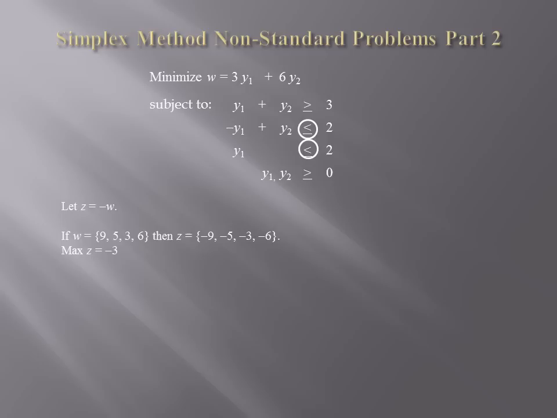What's the maximum value of z? It's equal to a negative 3. What's the minimum value of w? The minimum w is a positive 3. Note that the minimum w is the negative of the maximum z. So if we maximize z and then take the negative of that value, we will get the minimum w.